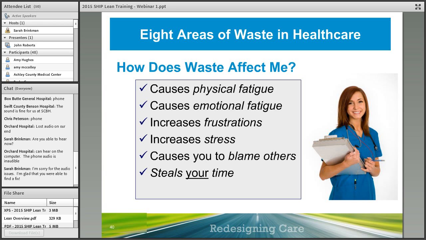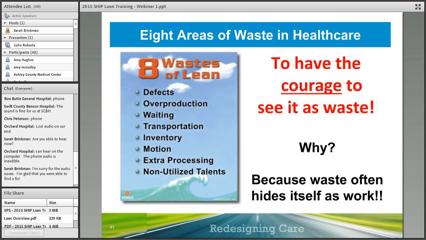So when we finished and we could measure it, they were walking somewhere between 4 and 5 miles during that shift. So again, you can imagine how much more energy they had, how much more time they had to devote to the patient and taking care of the patient instead of the wasted motion that they were incurring.